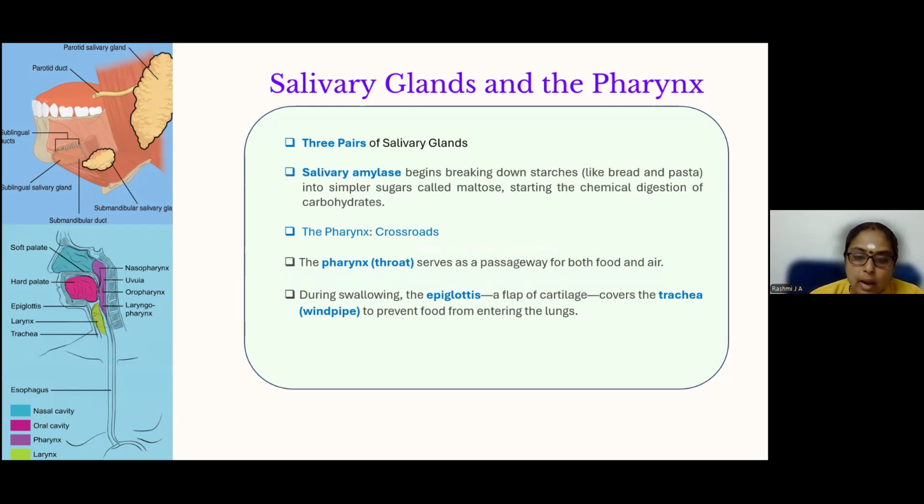So during swallowing, the epiglottis, a flap of cartilage, covers the trachea, the windpipe, so that it will prevent the food from entering the windpipe. So when you swallow quickly, we get hiccups, right? That is because we are not giving sufficient time for closing of the epiglottis. So eat slowly, swallow slowly. That is very important. Then this coordinated action involves 25 muscles working in precise sequence.